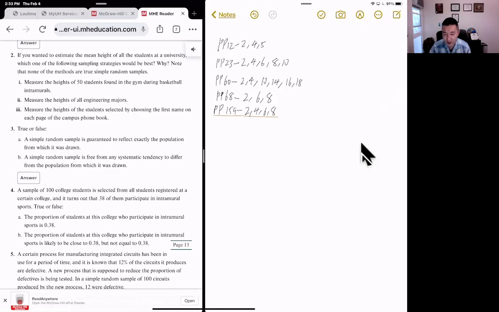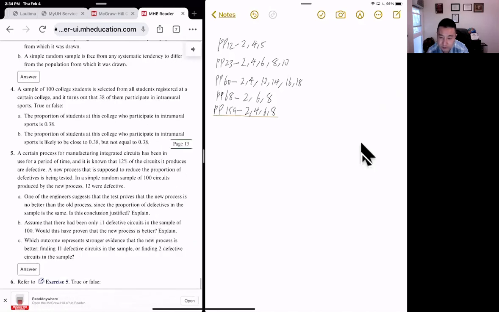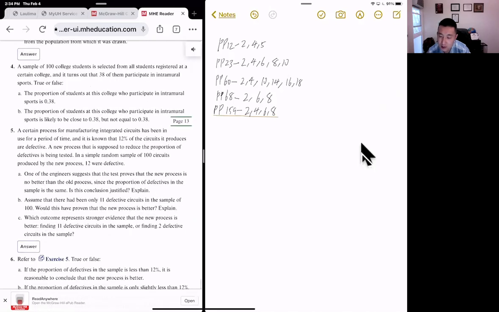The second, engineering majors, is better than the first, the basketball intramural. So when it is possible, always choose a simple random sample. All right, so that's the first question. Let me know if you have any comments or questions.